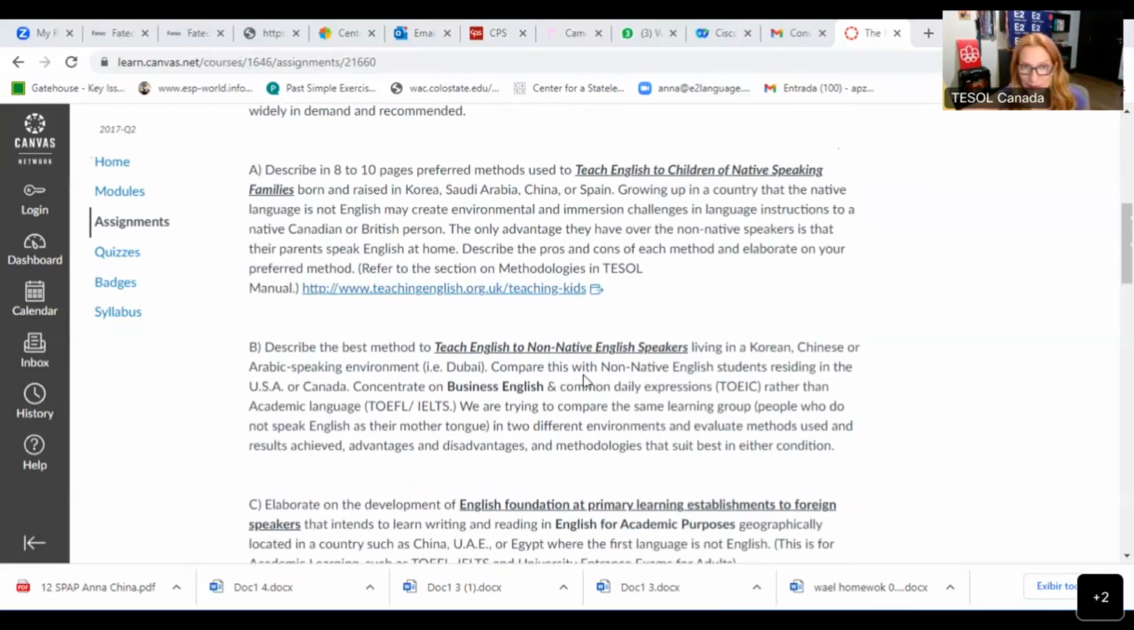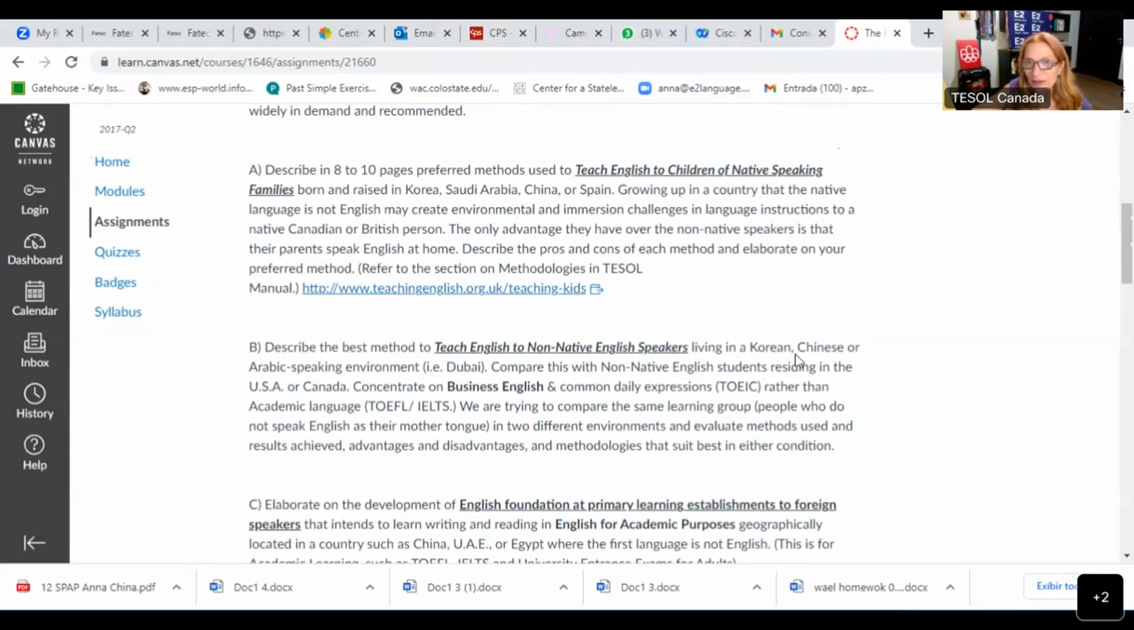Now, this one is interesting. Teach English to non-native English speakers. This is very common. So here in Brazil, this is my context. I teach English to non-native English speakers, right? In Canada, when I was a teacher, I was always a teacher of English as a foreign language. I would teach English to immigrants and refugees. So that was my world.